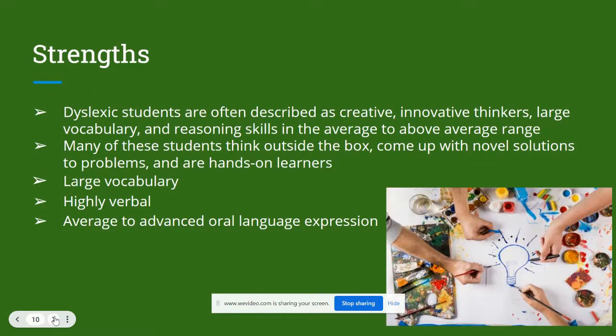So we talked about the strengths of dyslexic students, and there are several strengths, and these are just a few of them. Dyslexic students are often described as creative, innovative thinkers, with large vocabulary and reasoning skills in the average to above average range. Many of these students think out of the box. They come up with novel solutions to problems and are hands-on learners. They can have a high vocabulary, they can be highly verbal, and they have average to advanced oral language expression.